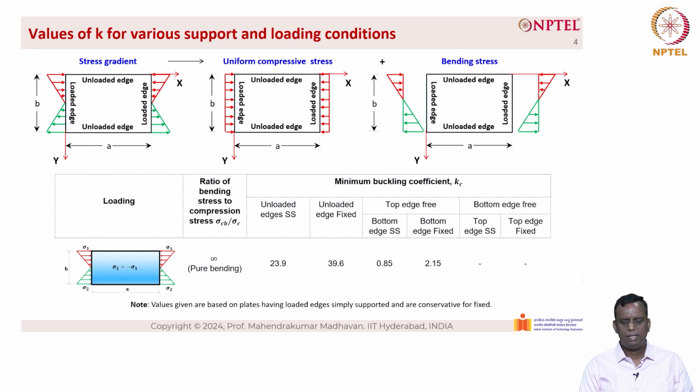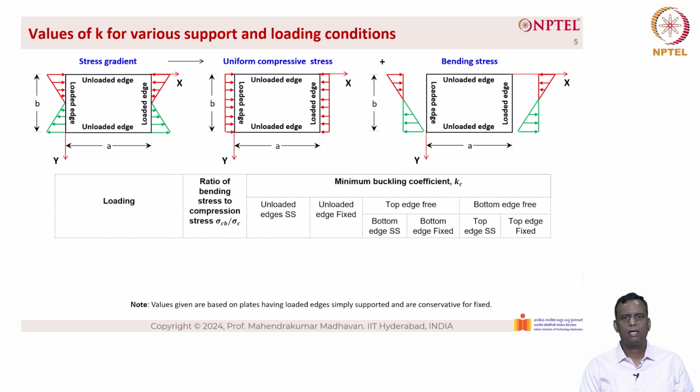The next column indicates when the unloaded edges are simply supported, the value of k is given as 23.9. When the unloaded edges are fixed, the value is given as 39.6. And when the top edge is free and the bottom edge is simply supported, we have a value of 0.85. And when the bottom edge is fixed, the value is given as 2.15. Again, all these values are based on assuming that the plates are simply supported along the loaded edges and they are conservative for fixed condition.